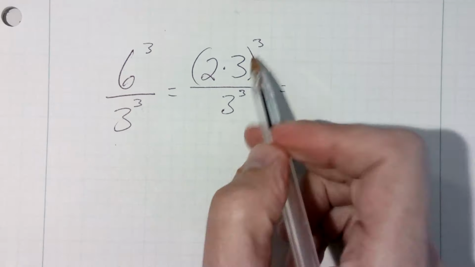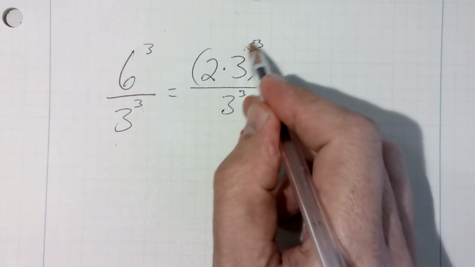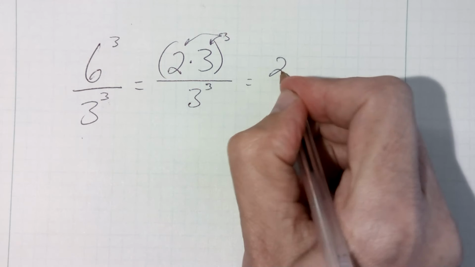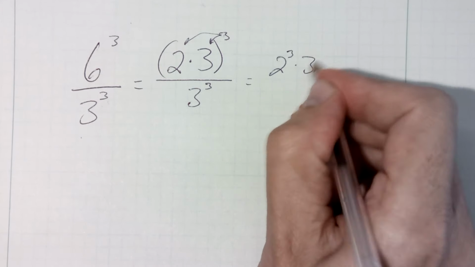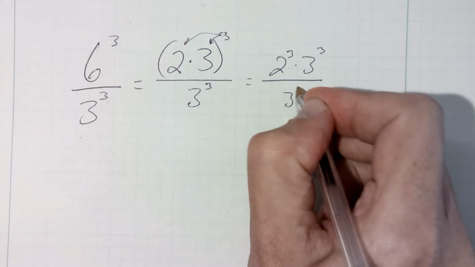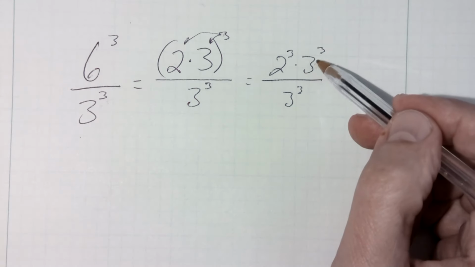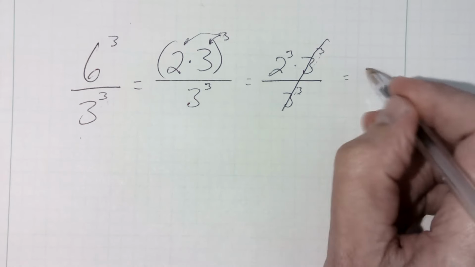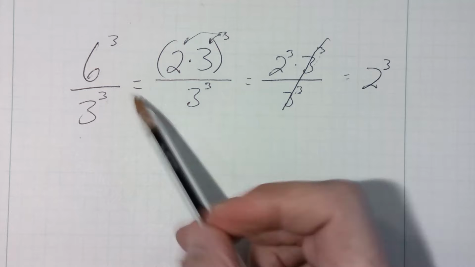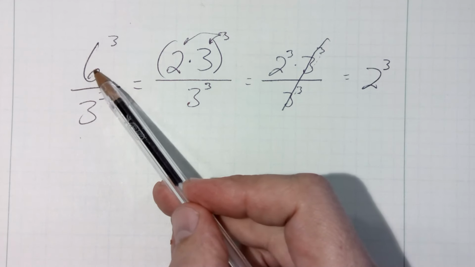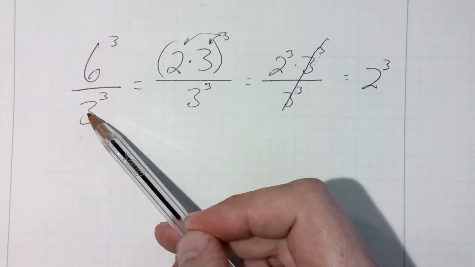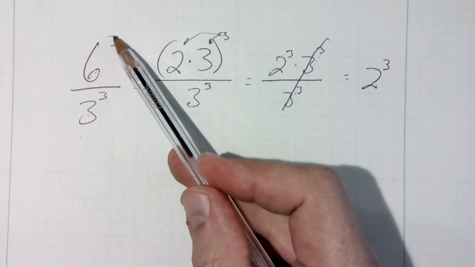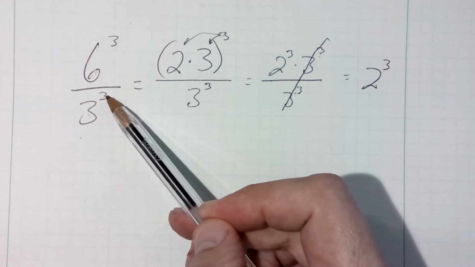Well, now I can raise each of those factors of 6 individually to a power of 3. So I can go 2 to the 3rd times 3 to the 3rd over 3 to the 3rd. And then we notice that we have something that's the same top and bottom. They can cancel, and we're left with just 2 to the 3rd. Now, some students would say, oh, I noticed that's just 6 divided by 3, which actually you can do as long as they have the exact same exponent.